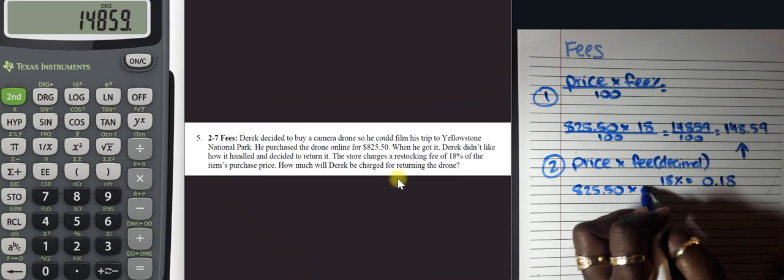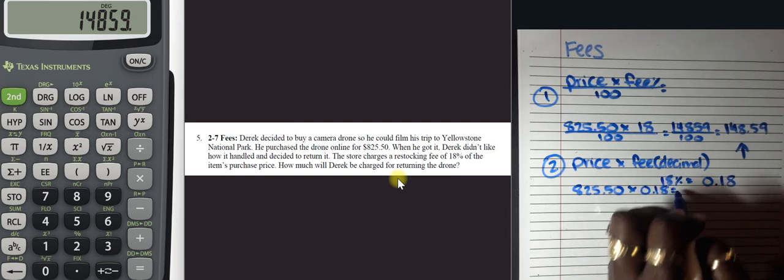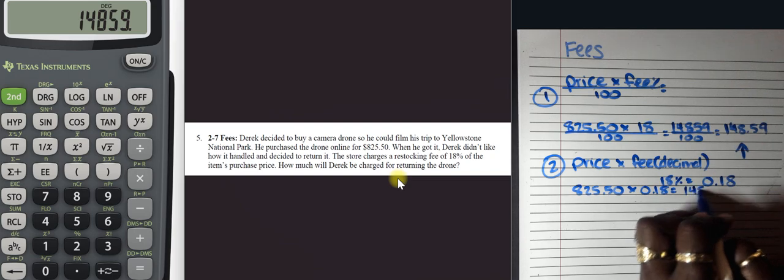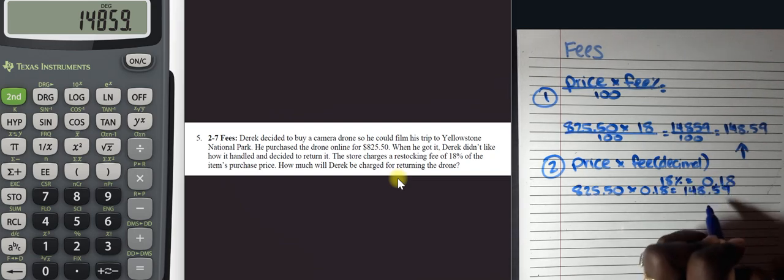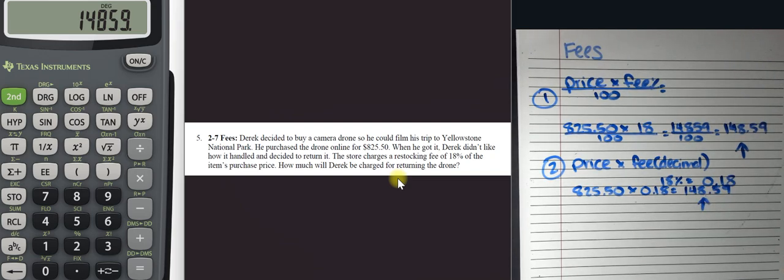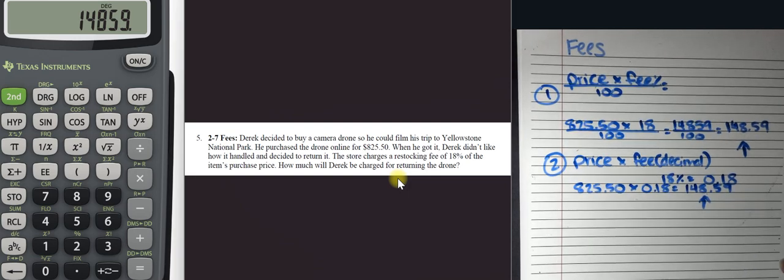So I'm just going to multiply it by that amount. And if you plug that into the calculator, you're still going to come out with the same amount, which is $148.59. Okay. All right. So those are the two ways that we could have figured out how much the fee is going to be.